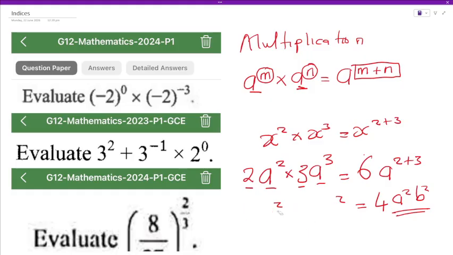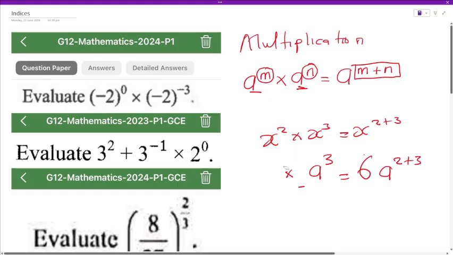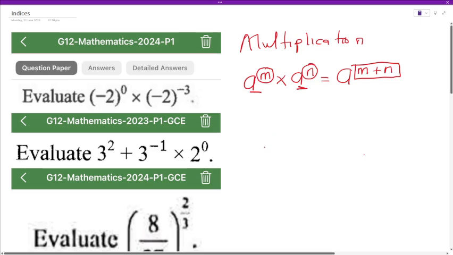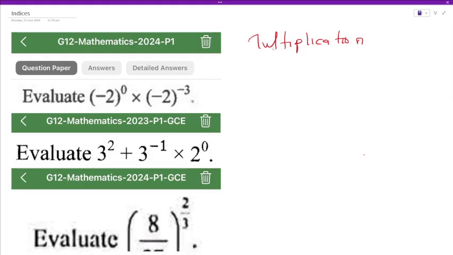We now proceed to the next rule, which is division. Okay, so division is the opposite of multiplication. When you are multiplying the same bases, you add the powers. When you are dividing, you subtract the powers. Okay, that is the principle we follow.